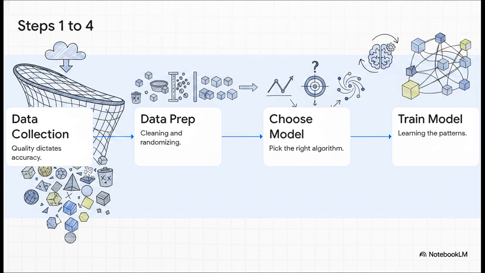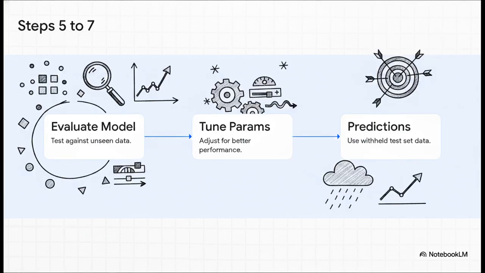Step 2 is data preparation. This is where you clean up errors, handle missing values, and randomize the data to strip out any biases. Step 3 is choosing the right model based on those problem types we discussed earlier. Is it regression, classification, clustering? And step 4 is training the model, where the algorithm iteratively learns all those juicy patterns from your freshly prepared data. Once it's trained up, we move right into step 5, evaluating the model.